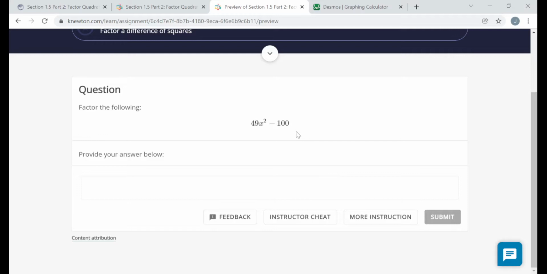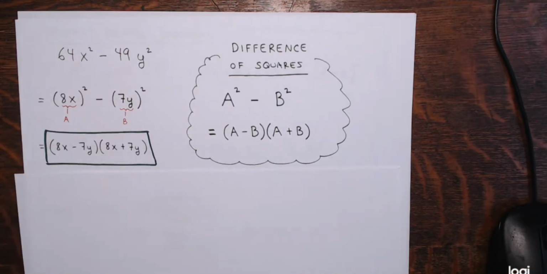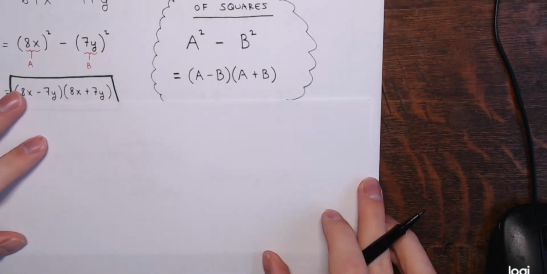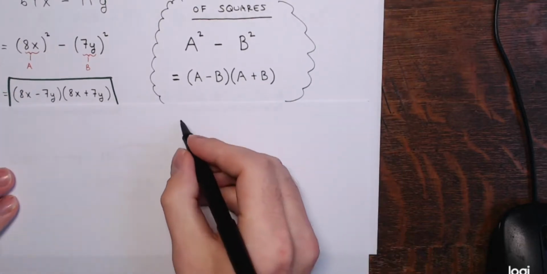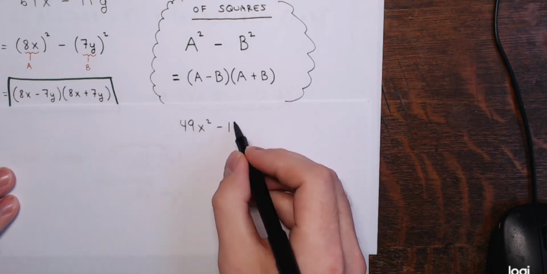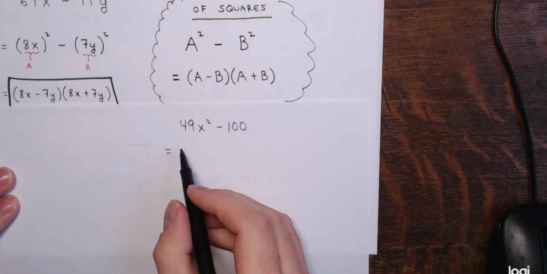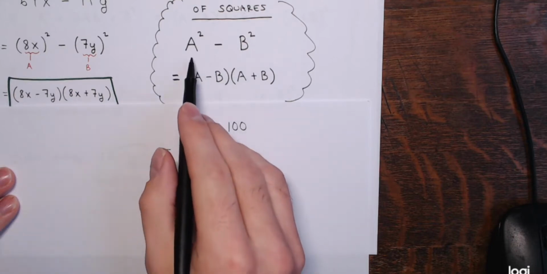Alright, so once again here I'm going to pull out my difference of squares page, and we'll write this polynomial down. Alright, so there's the difference of squares, and this time we're given 49x squared minus 100. Now they have no greatest common factor, these two terms. That's the first thing you should look for. Now I notice it's a difference of two terms, so it might be one of these differences of squares.